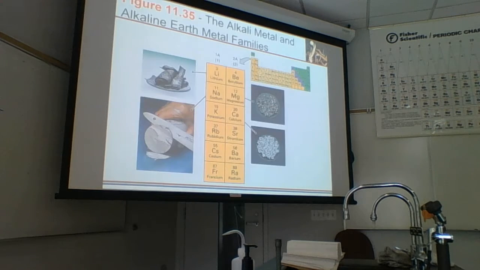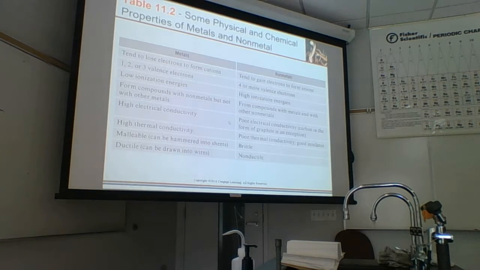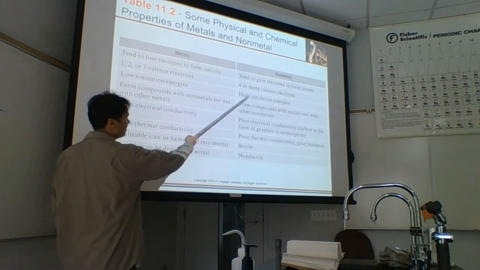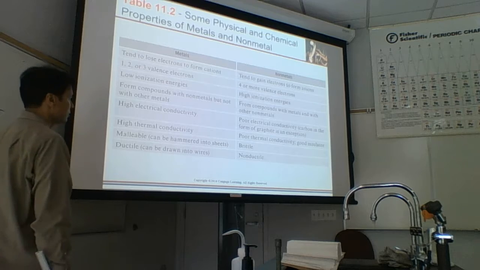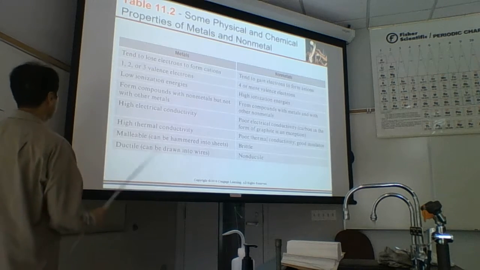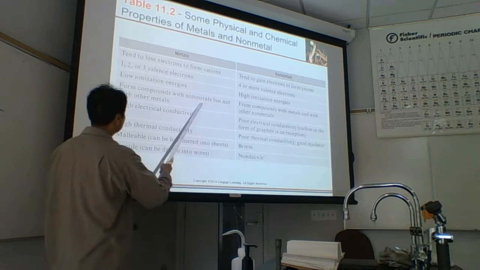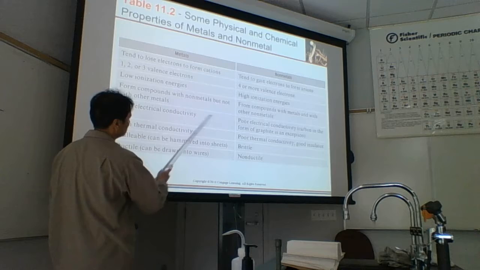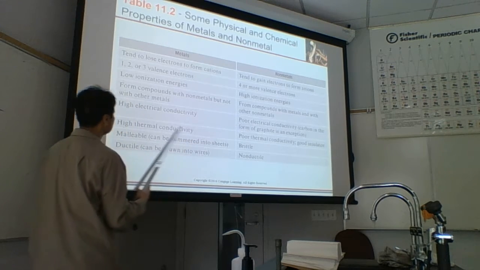Go back to this. Some other characteristics: metals are going to have low ionization energy, they should be easy to ionize. Non-metals have high, they're going to be hard. In fact, non-metals want electrons, they don't want to lose any electrons, typically. Metals can form compounds with non-metals, but not with other metals. Non-metals can form compounds with both metals and with other non-metals.